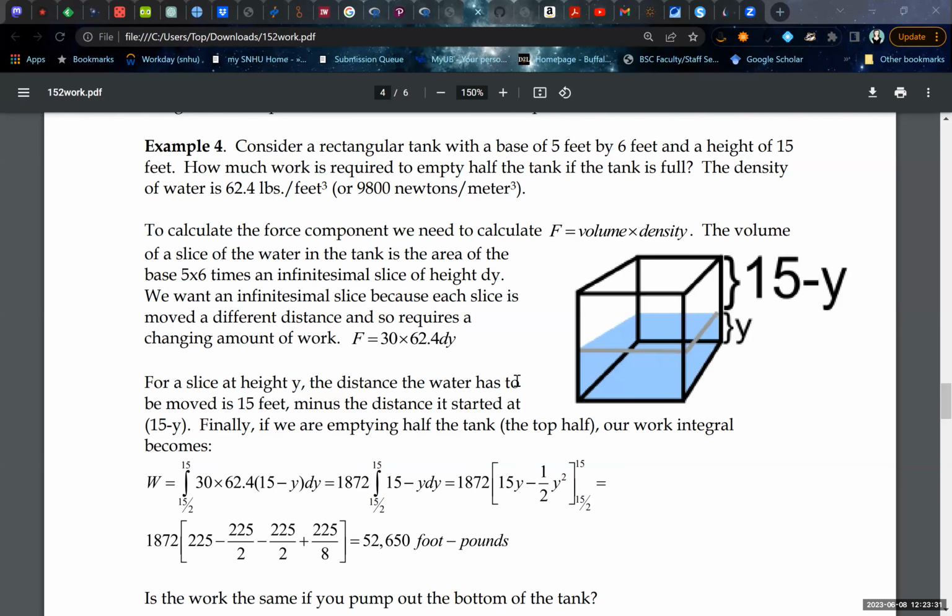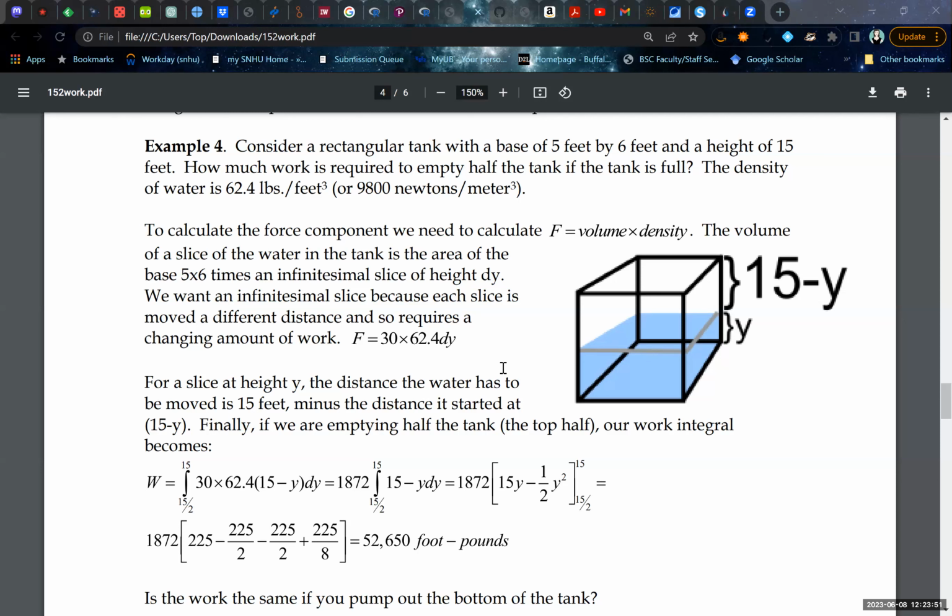So in this video, we're going to look at how to calculate work problems involving tanks. We're going to start out with a simple case, and then we're going to talk a little bit about how to do this when the problem is not quite this simple. But the general procedures are going to be somewhat similar.